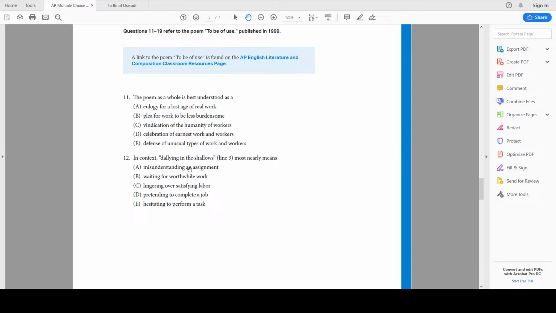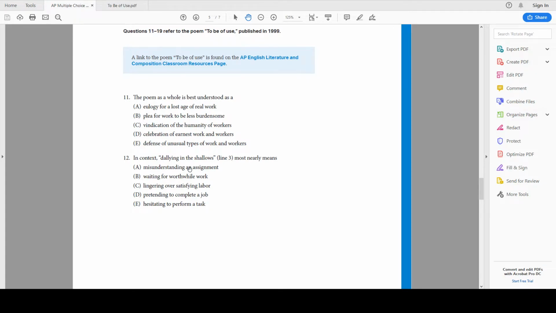So you are lingering, but you have to notice, again, this is a kind of right, kind of wrong answer. Dallying in the shallows is about lingering, but it's not about lingering over satisfying labor. That would mean, oh my God, I love doing my ELAB homework, I just don't want to stop doing it, as opposed to lingering and not doing satisfying labor, which is what the passage is actually about. So that's a tricky one.